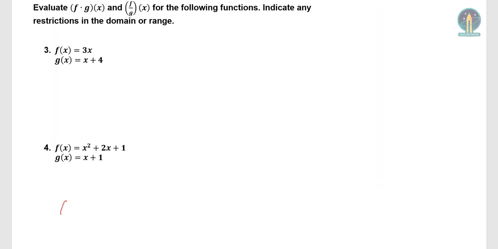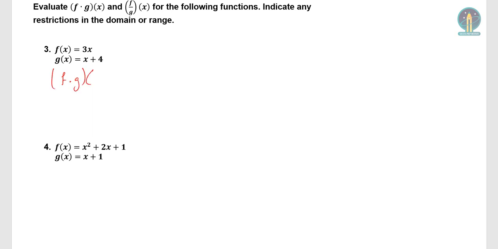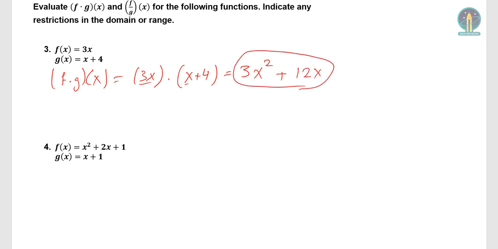In the next two exercises, we're going to look at multiplication and division. So f dot g of x for exercise 3 gives us 3x times x plus 4, which is equal to 3x squared, so 3x times x, and then plus 3x times 4 is 12x. Okay?